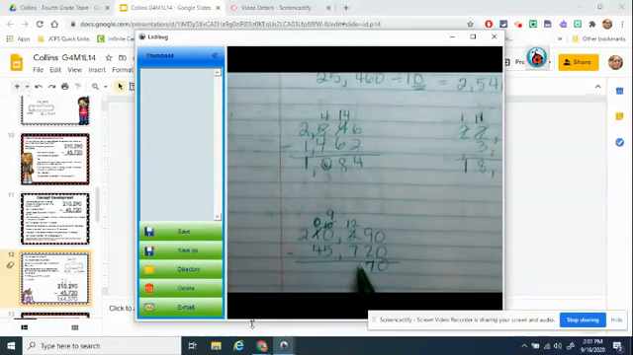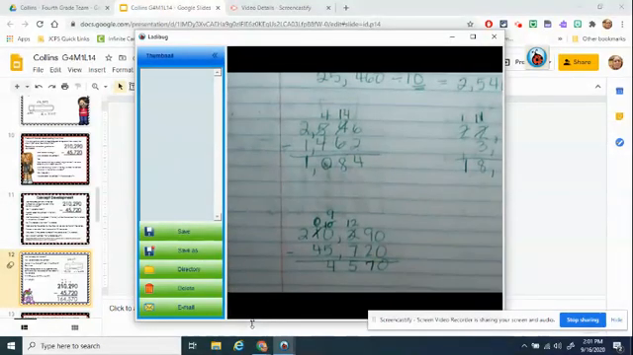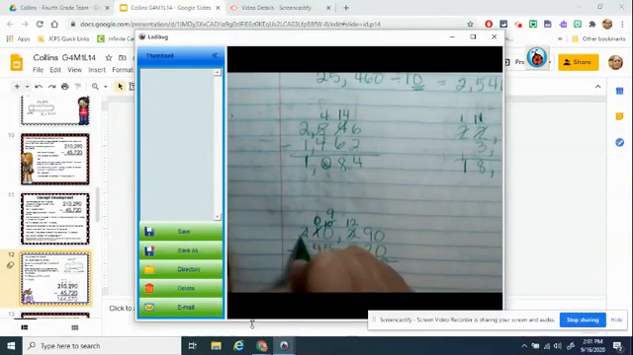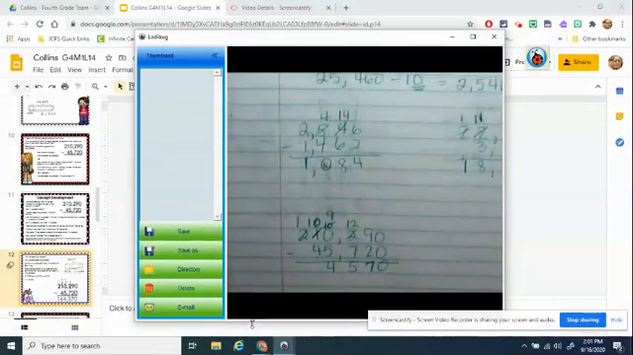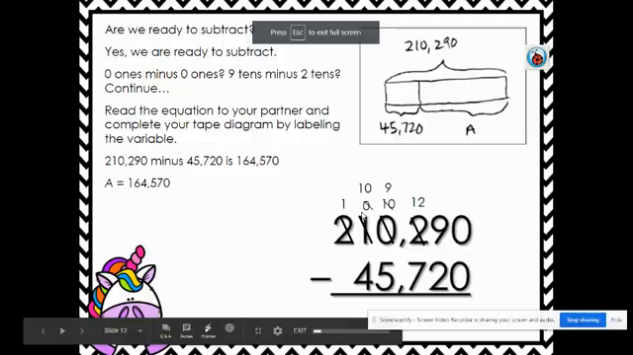Okay, 12 minus 7, I can do that now. That's 5. 9 minus 5, I can do that. That's 4. Uh-oh, 0 minus 4. I can't do that. So let's go over here to the 2. We're going to regroup. And now we have 10. 10 minus 4 is going to be 6. And then I bring down my 1. 164,570. Perfect.